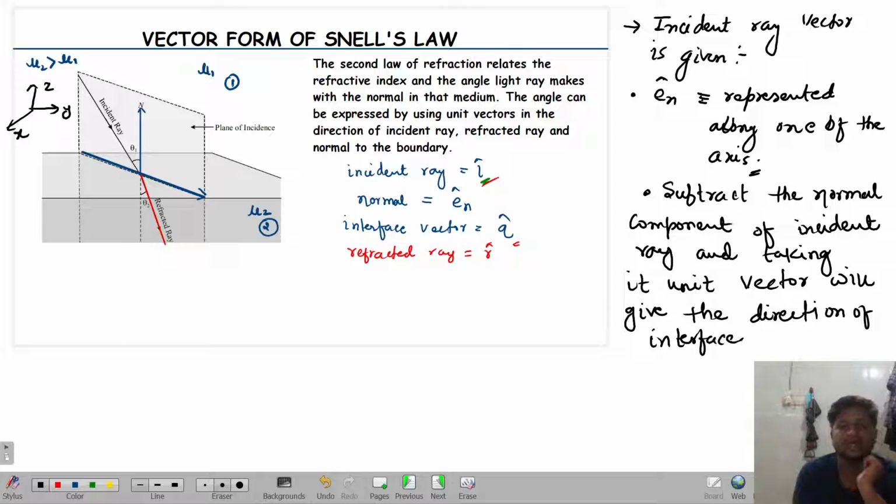What I told you is simple. First, if you get the incident ray equation, then you can easily calculate the normal. You can consider it to be along any of the axes. If you get the normal direction or normal component, then from the incident ray, subtract the normal component. You will get a vector for the interface. Then you take the unit vector of that, and you will get the interface vector, or you can call it the plane of interface vector. Till this point, is it clear or not?